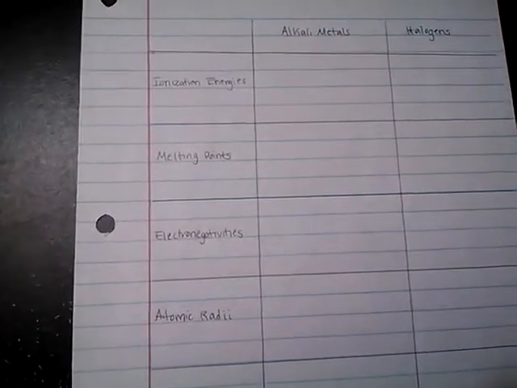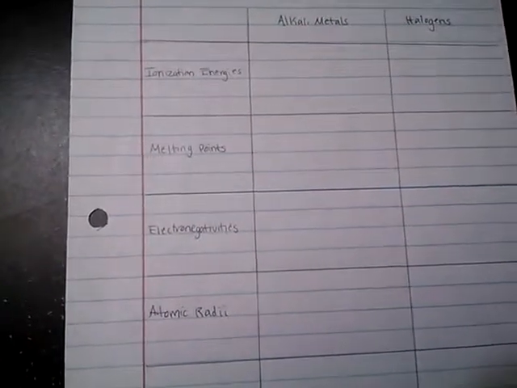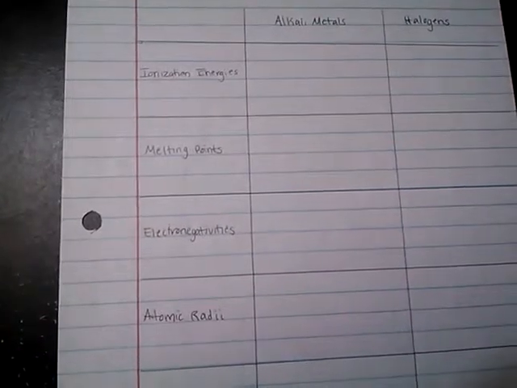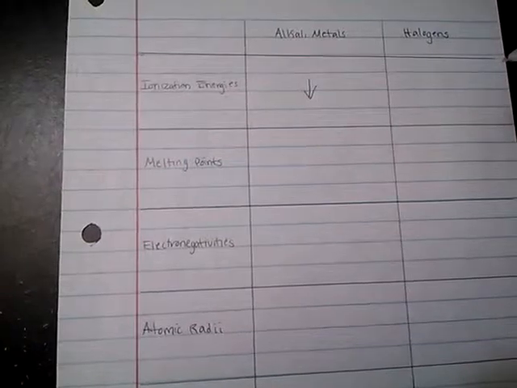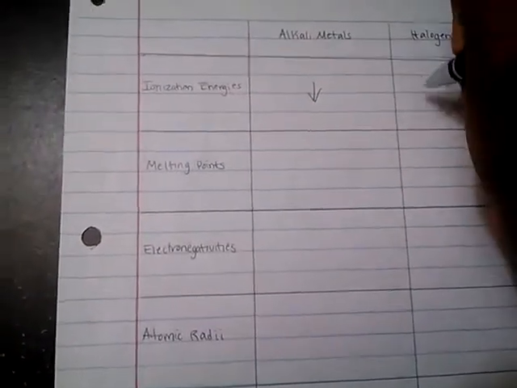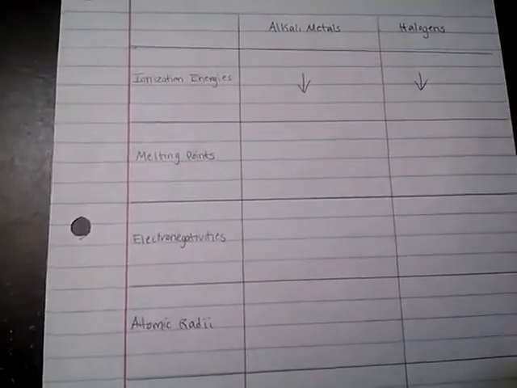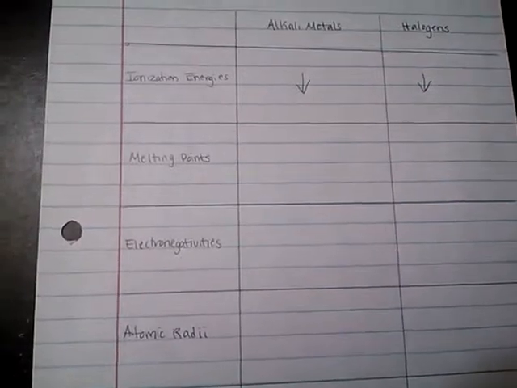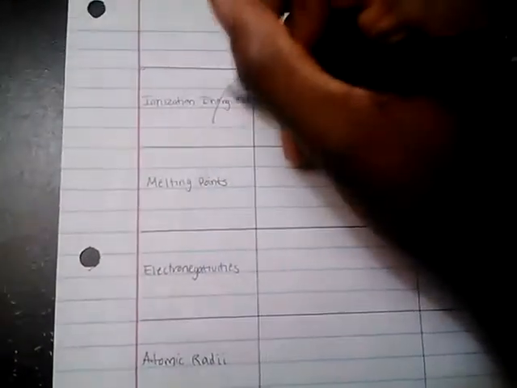And so, if you look at the charts and the trends for the ionization energies, as you go down the alkali metal group, ionization energies decrease, and for the halogens, they also decrease. However, this doesn't work with the question because they're asking which property increases. So ionization energies don't work.